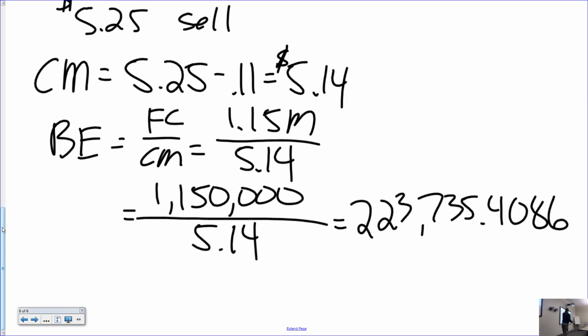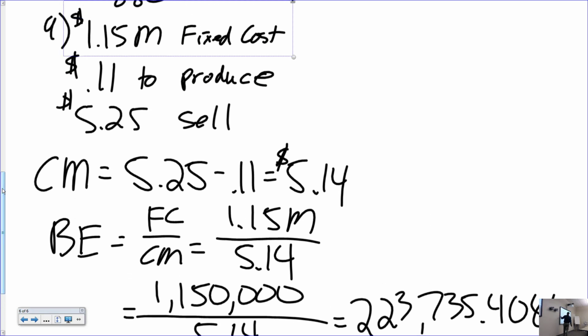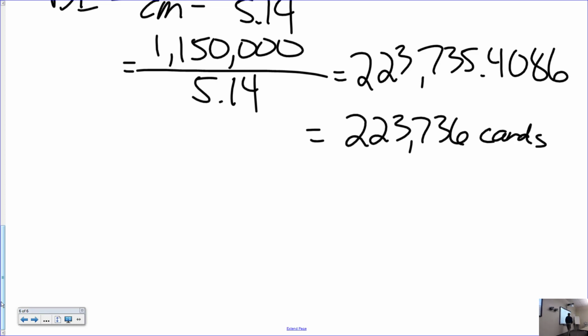And the key to breaking even, folks, is remembering that this represents items, not money. The money we already know. It's $1.15 million, right? That's the break-even number. We know how much we need. We just need to know how to get there. 223,736 cards I need to sell in order to break even. If you wrote this as a dollar amount, I got pissy at you and took off 2 or 3 points because it's not money, it's cards. And technically you need to round the cards to the nearest whole card, always making sure that you round up. So that was the break-even side of it.